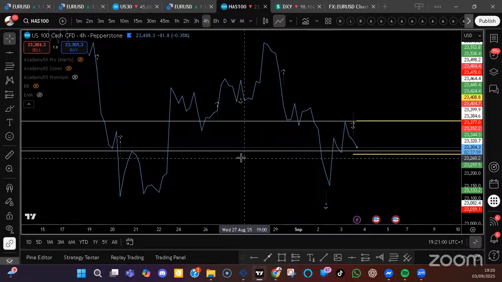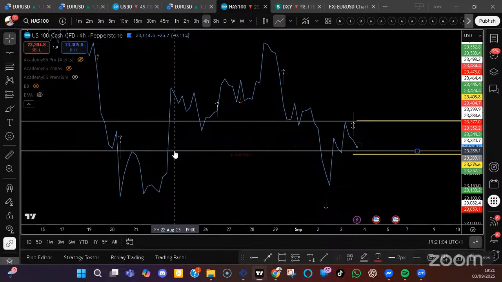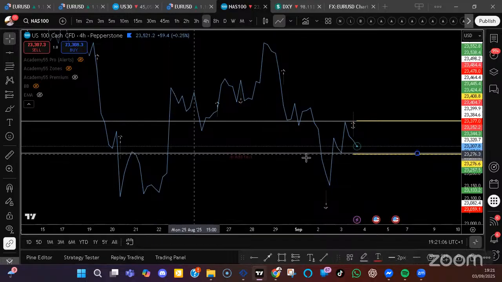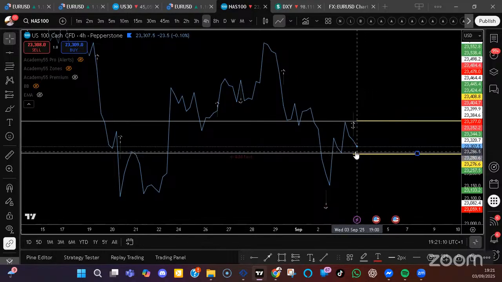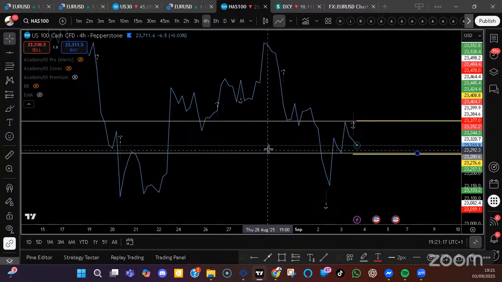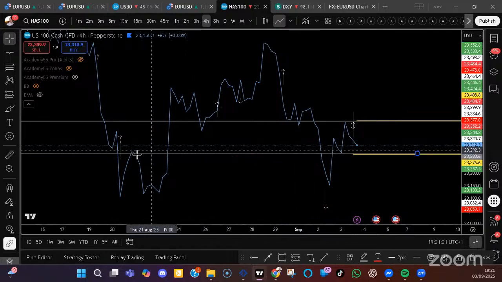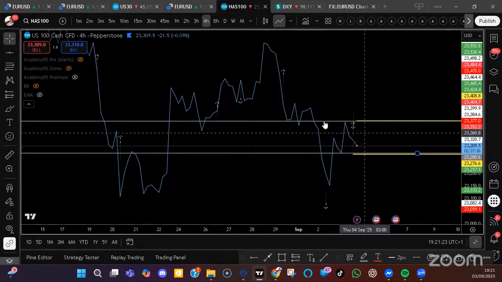So I'll bring that down just a smidge. Now that's a bit more accurate. And that's near enough on top of the buy zone at 23,282. And as you can see, 1.2 points there.